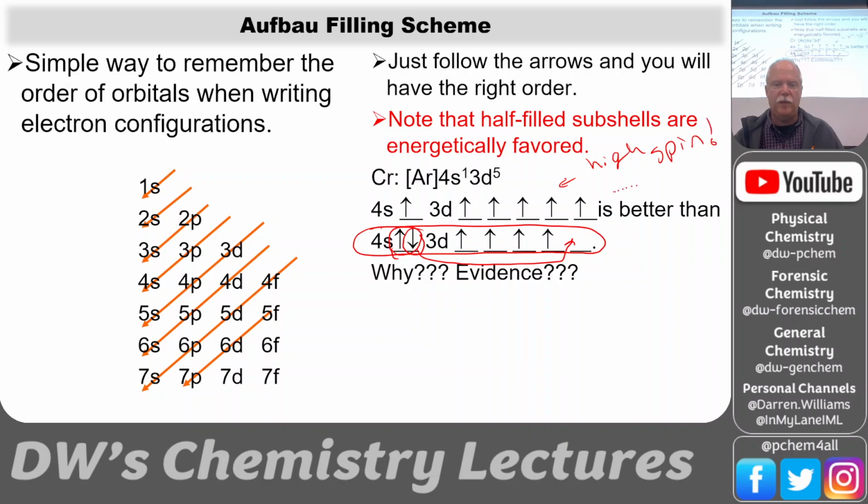High spin. So Hund's rule likes high spin situations or high spin states. And so that's nice. Now, what do I mean by better? So why is it better?